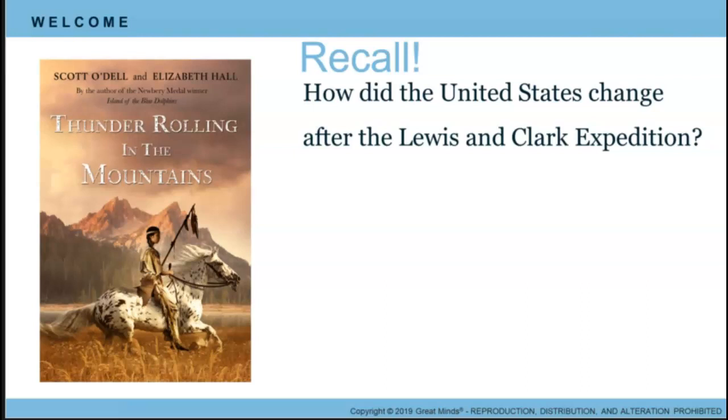You might have been thinking to yourself about how all these new people and settlers were moving west for different things. Some were moving west for gold. Some were moving west to ranch. A lot of people were moving west without thinking about the people who already lived there, the Native Americans. So the U.S. changed drastically after the Lewis and Clark expedition. It nearly doubled in size.